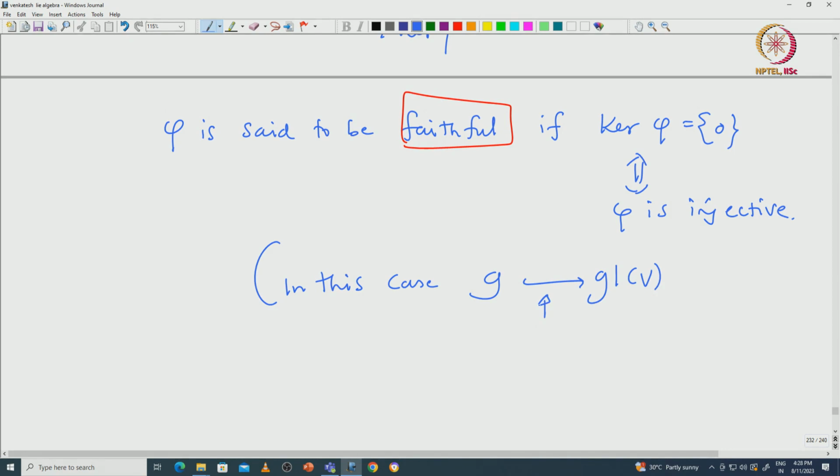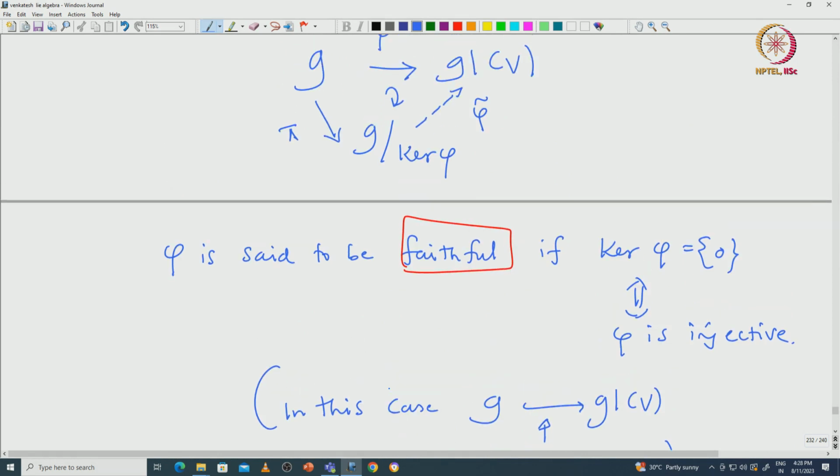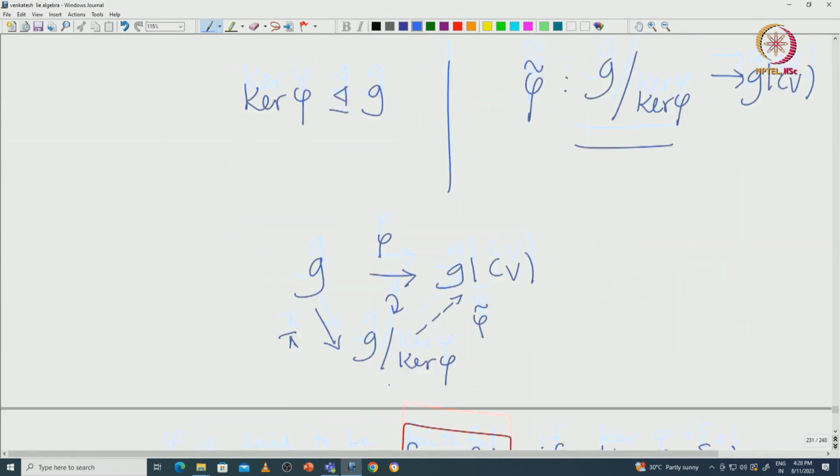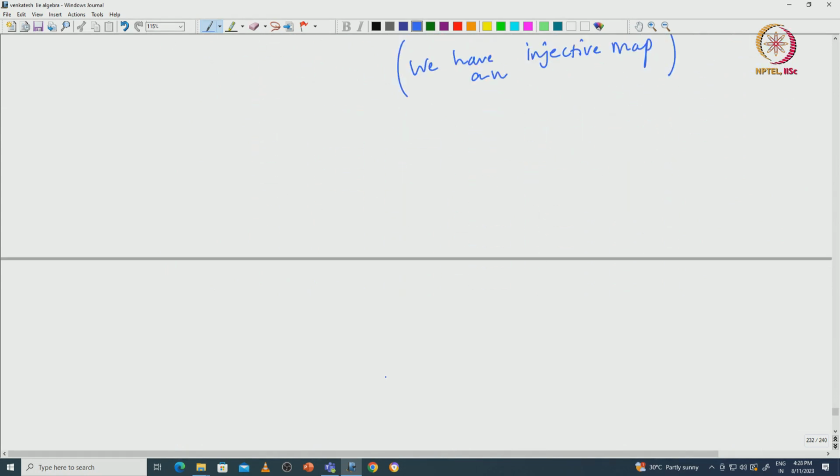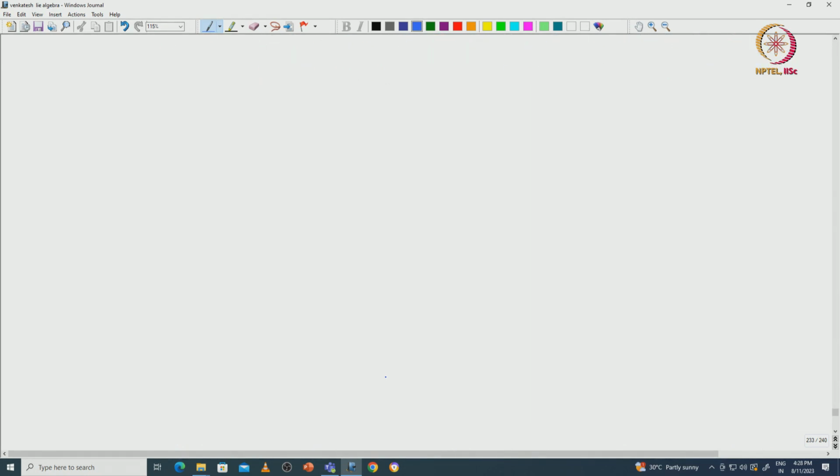So, this notation just says you have an injective map. Okay. So, this is the shorthand notation. Faithful representations are again very important representations. For example, as I stated before, Ado's theorem guarantees that there is always a faithful representation from G to some GL of V. That means any finite dimensional Lie algebra can be realized as a general linear Lie subalgebra.